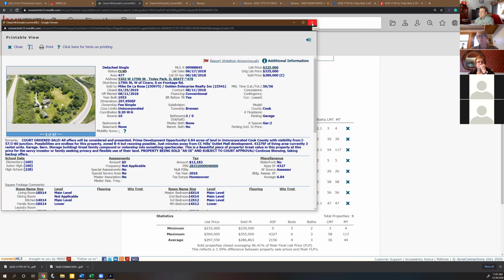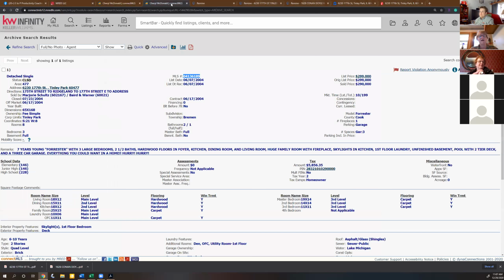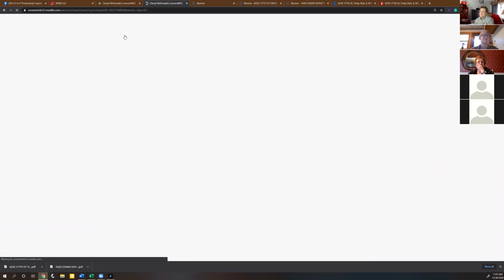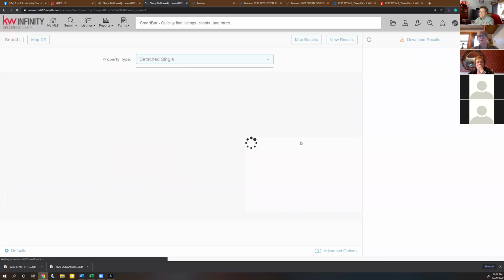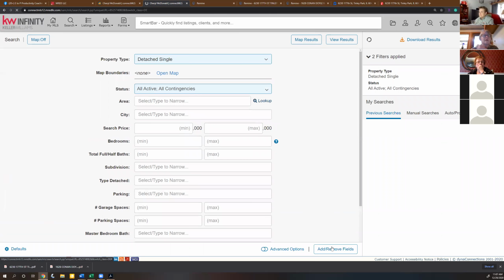Is there a search parameter that you can choose when you're adding fields? It might be like a short sale or a, I forget what it's called. The foreclosure there. So if we go over here and do a search, let's do a general search, we'll do detached. Because you never want to include those in your comps. So it'd be nice to know if there's a way to get rid of them.